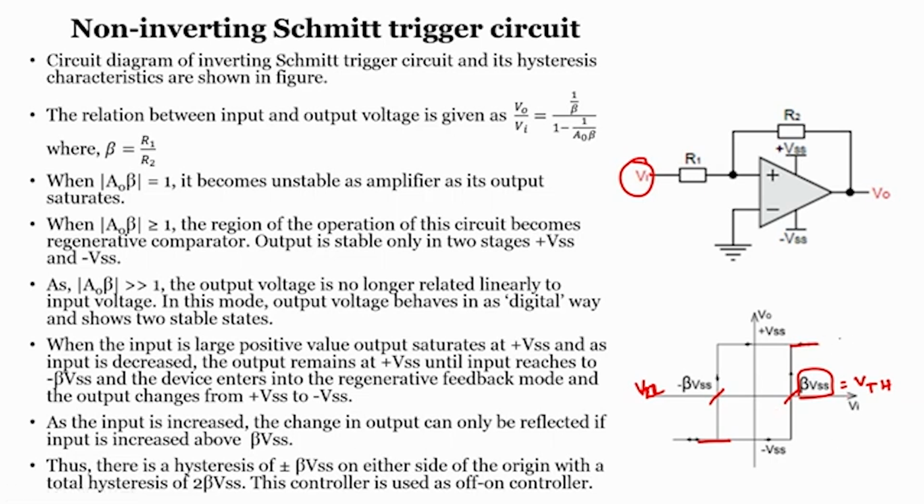But how about the relation between the resistance and beta? In the previous case, if you recall what we have discussed, beta is nothing but R1 by R1 plus R2, whereas in this case beta is R1 by R2. I hope the professor has already covered this in the theory session.